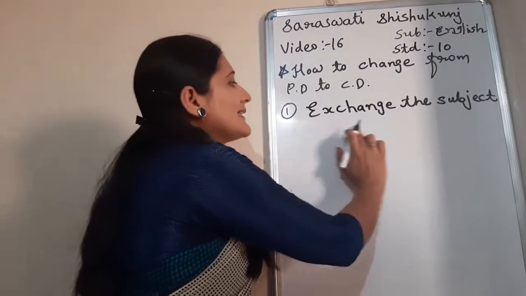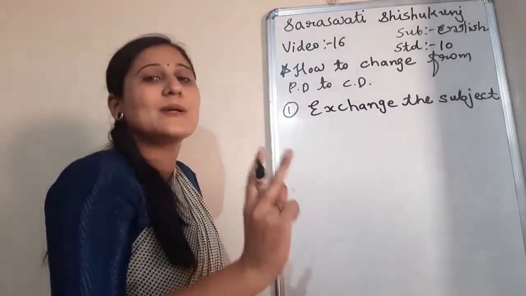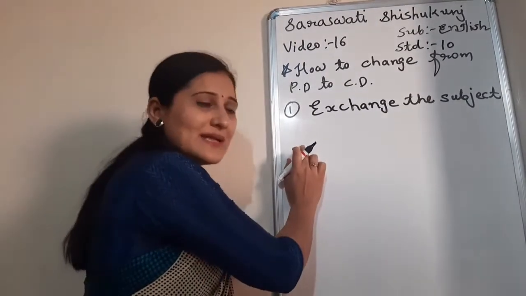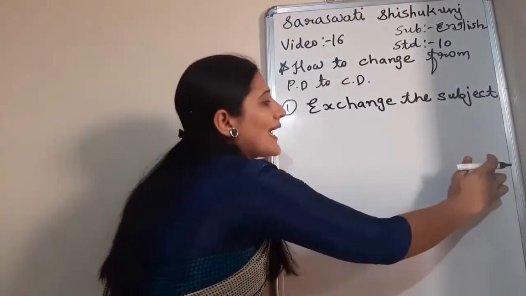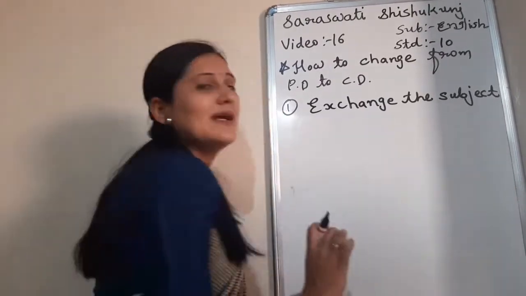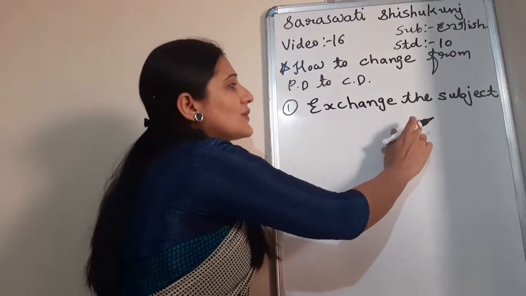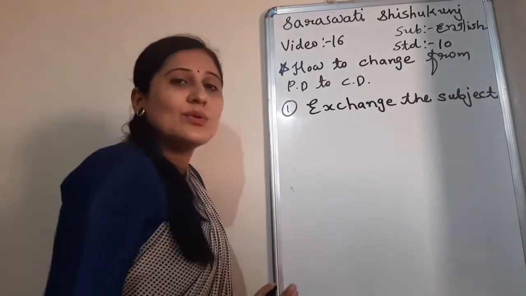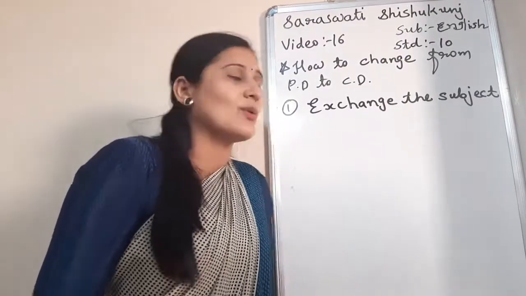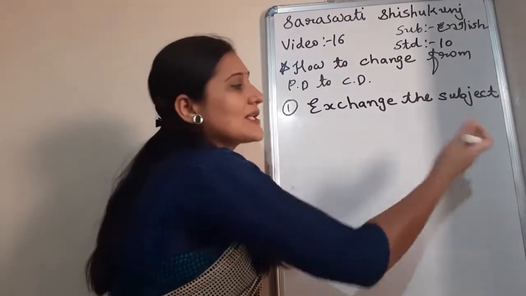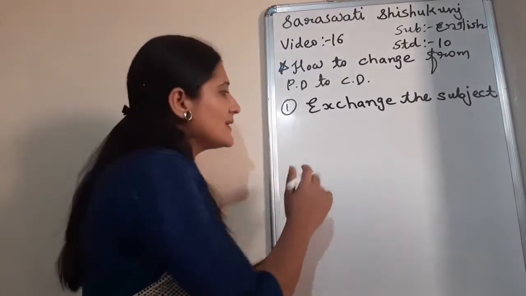So, if one sentence is given, in that you will have two subjects. One subject in the beginning and second subject in the last. So, you need to exchange the subject. This is the first rule. After all rules, I will explain with examples, so you will come to know. So the first rule is exchange the subject. Two subjects will be given that you are going to change.